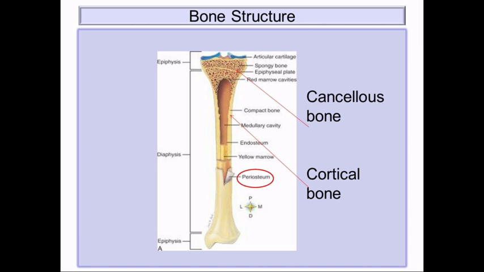Bones are covered in a bilayered membrane called periosteum. The purpose is to protect the bone surface and provide attachments for tendons.